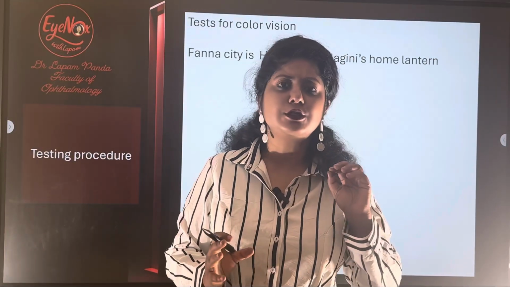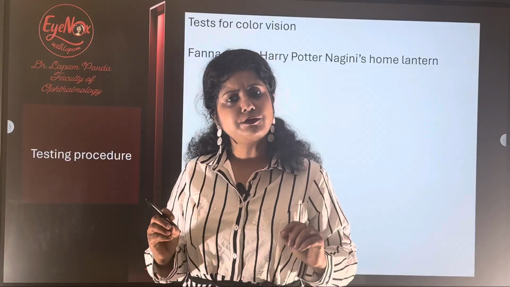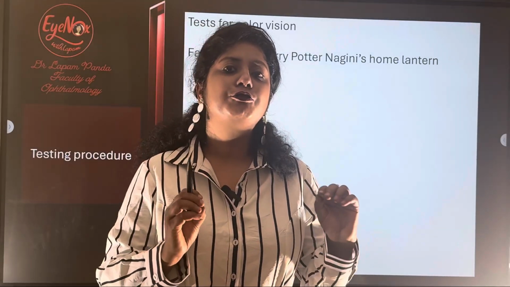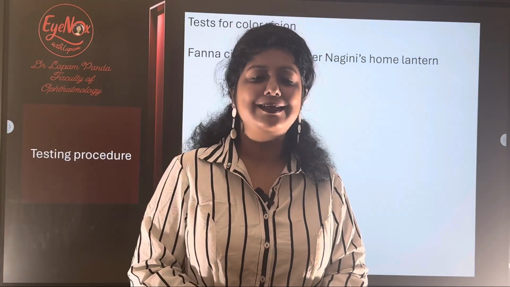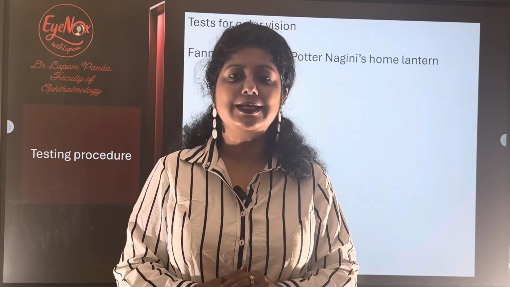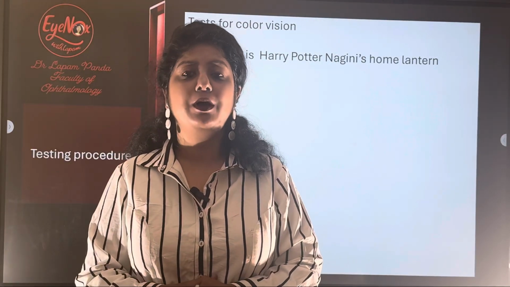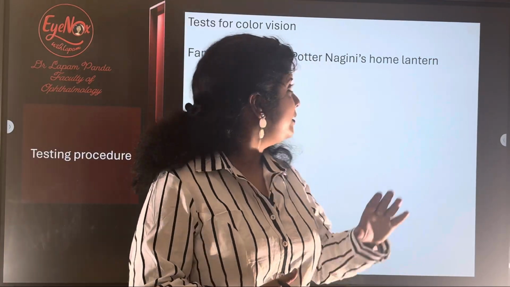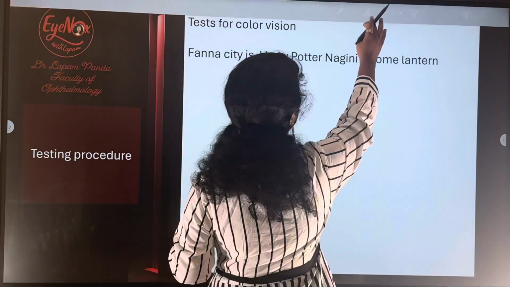And as I said, not every test is important for you. I will mention which tests are important, but for the rest, knowing the name should be enough. So what are the tests? FANA is the Farnsworth 100 hue test and Farnsworth 15 hue test. City is the City University test. I is the Ishihara test. Harry Potter is the Hardy Rand Rittler test. Nagini is Nagel's anomaloscope. Home is the Holmgren wool test. And finally, lantern is the lantern test. So these are the tests which we do for color vision.